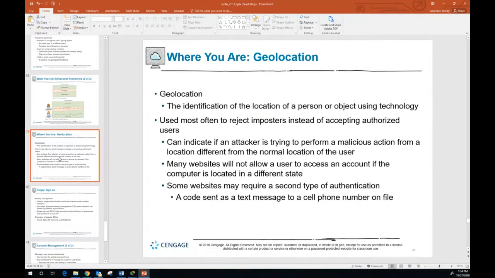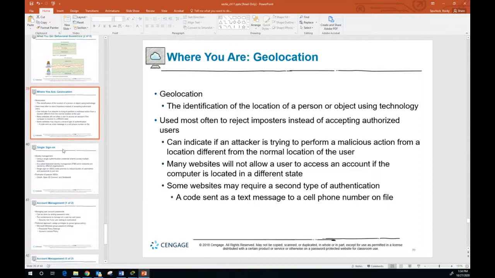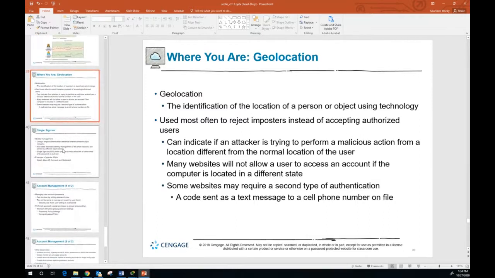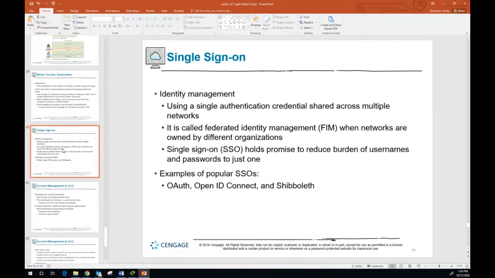Many websites will not allow a user to access an account if the computer is located in a different state. And it may require you have a second type of authentication if you're in a different location than it's normally expecting you to be at. So it may send a code or a text message to a cell phone number.